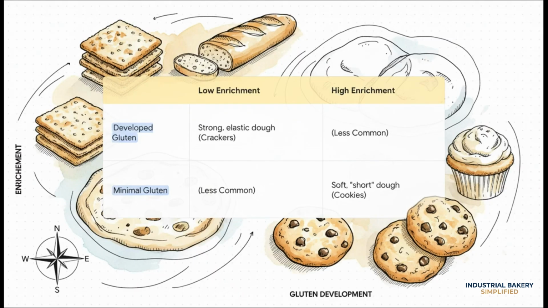Okay, now this is where it all comes together. This right here is the Baker's Blueprint. It's so cool. On one side, we've got enrichment going from low to high, and on the other, we have gluten development from minimal to fully developed. And guess what? Almost every single product we've talked about fits somewhere on this grid. It's basically a map of the entire baked goods universe.